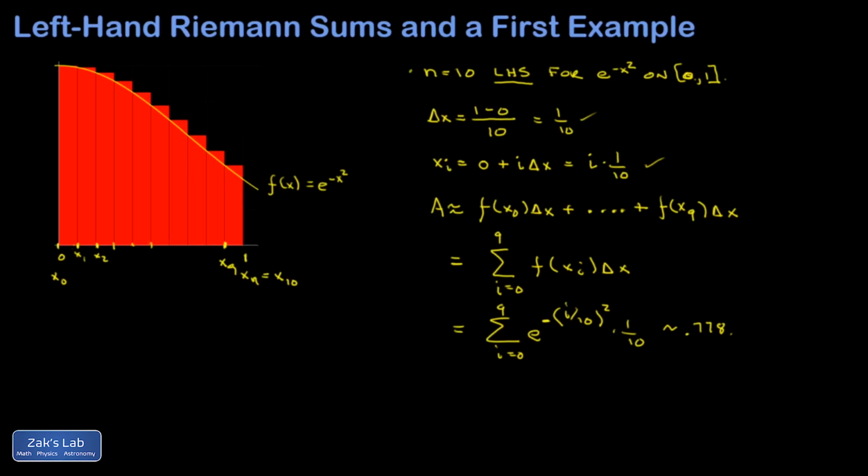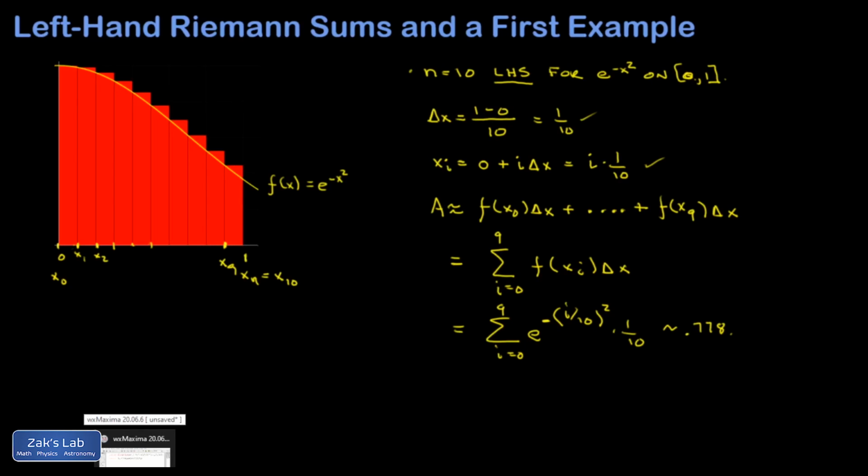Now, one thing I wanted to point out as we wrap this up is that e to the negative x squared is decreasing on the interval 0 to 1. So I can see by measuring the height of each rectangle at the left end of the subintervals, I'm overestimating the true area.